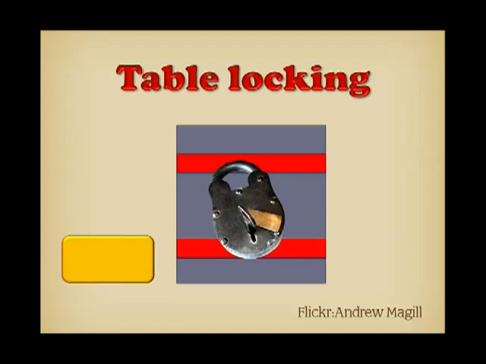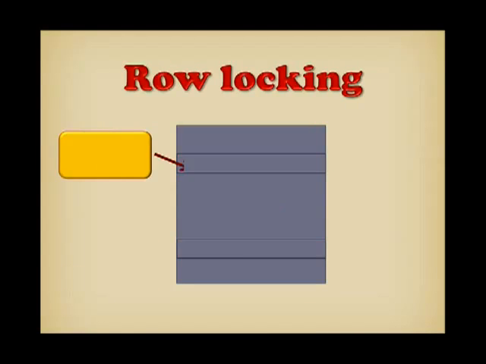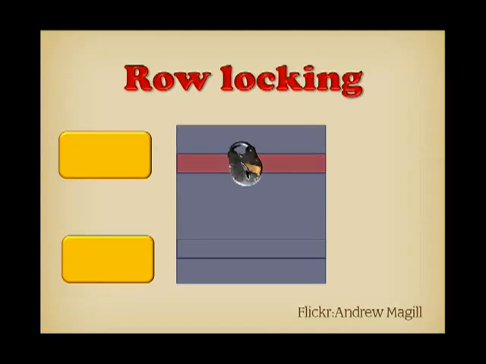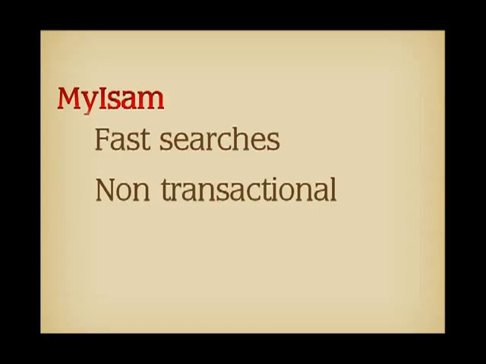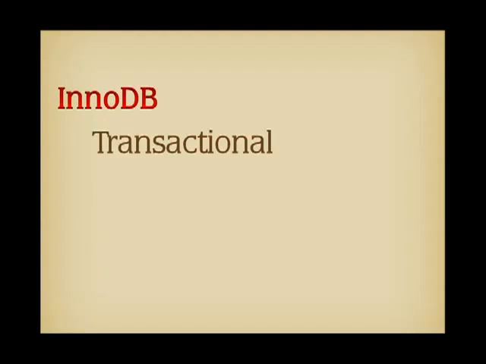Row level locking: a user updates one row while another user updates another row, without either of them having to wait for the completion of the other operation. This is how the InnoDB storage engine works. To summarize, the MyISAM engine allows fast searches, doesn't handle transactions, and locks tables. The InnoDB engine works in transactional mode and locks rows.